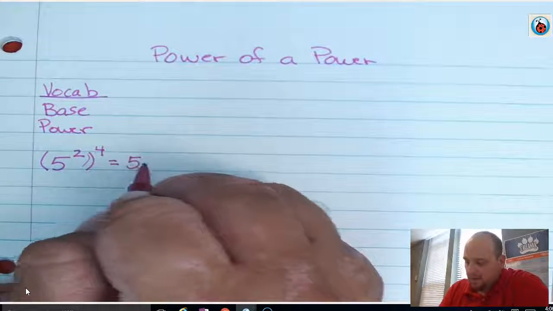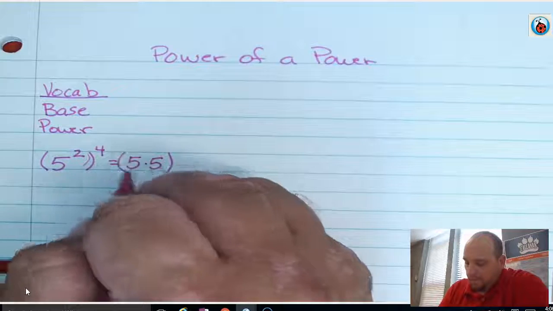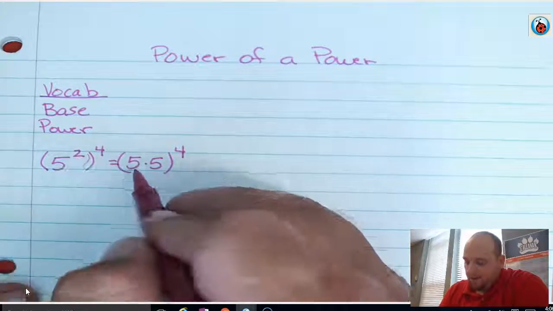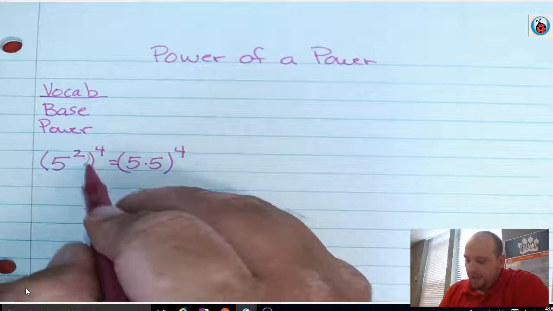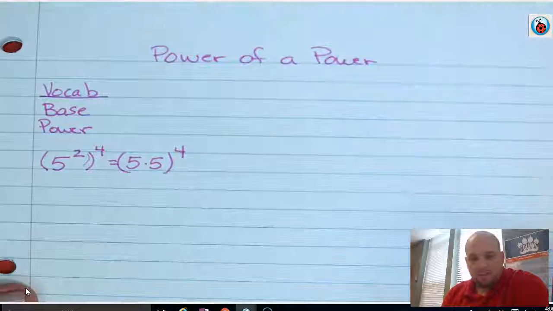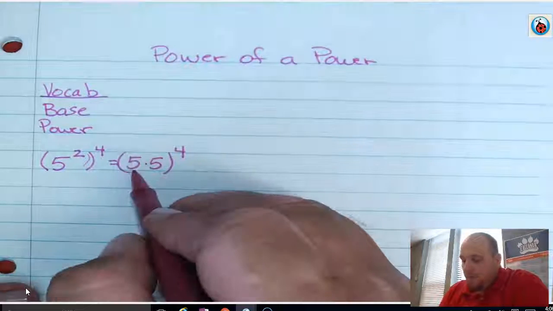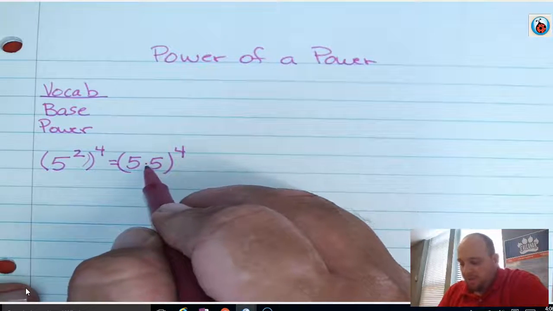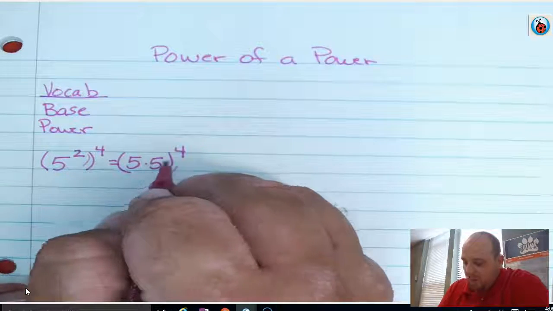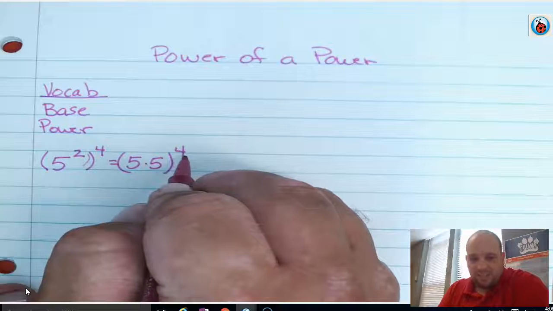If I wanted to break this down, inside, 5 to the 2nd power really means 5 times 5. So I've broken down 5 to the 2nd power into 5 times 5. I kept the parentheses. Notice the 5 times 5 is still in the parentheses, and I kept the 4 outside the parentheses. Hopefully by this point you understand what this means: 5 times 5 raised to the 4th power means that this 5 times 5 is going to occur 4 times.